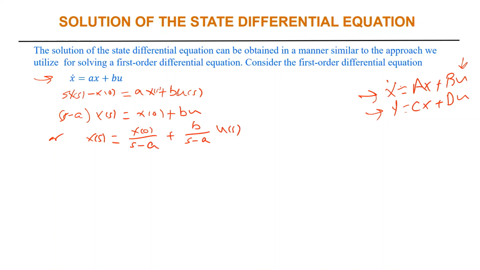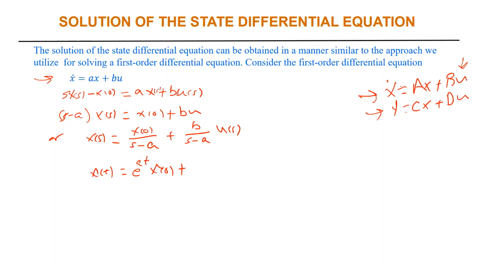Now, if I want to go to the time domain, what is x of t? x0 multiplied by e to the power At, so e to the power At x of 0 plus, what about the other term? We need to know U(s). Exactly, you are absolutely correct. We need to know what U(s) is.